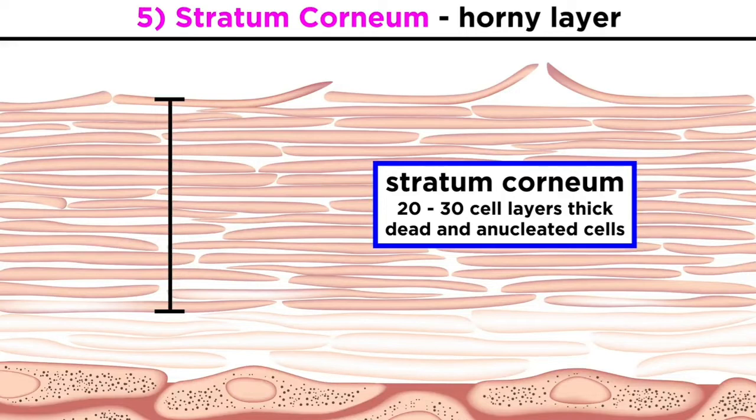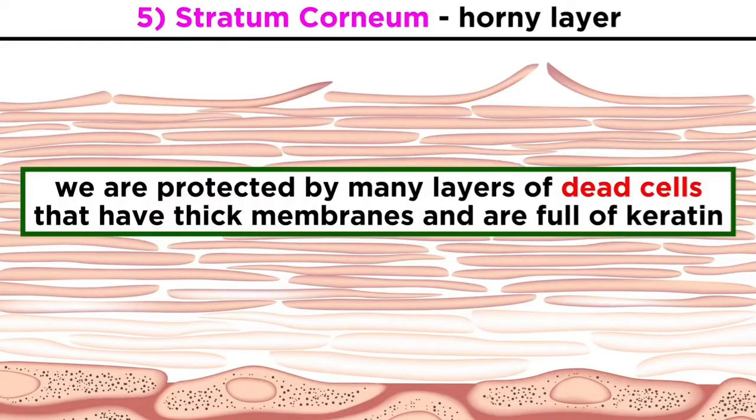So it's incredible to think that all the cells covering the outside of your body are actually dead, but they are dead in a specialized way, with thick plasma membranes surrounding lots of keratin. These dead cells protect all the living ones inside from all the outside dangers.